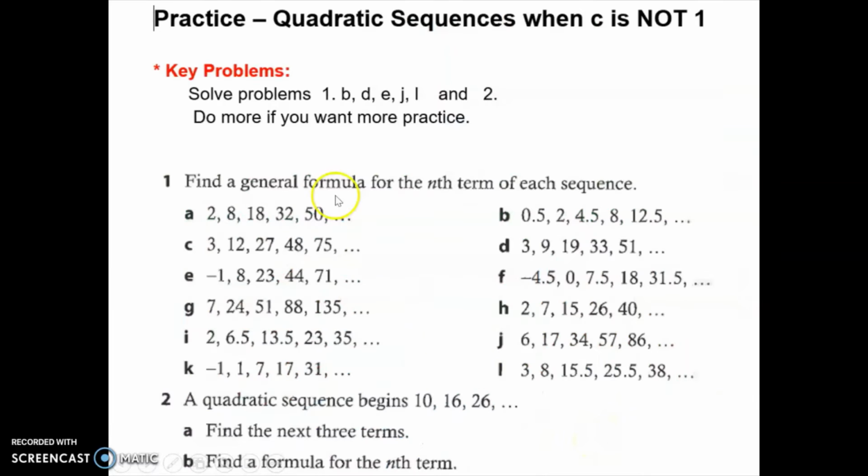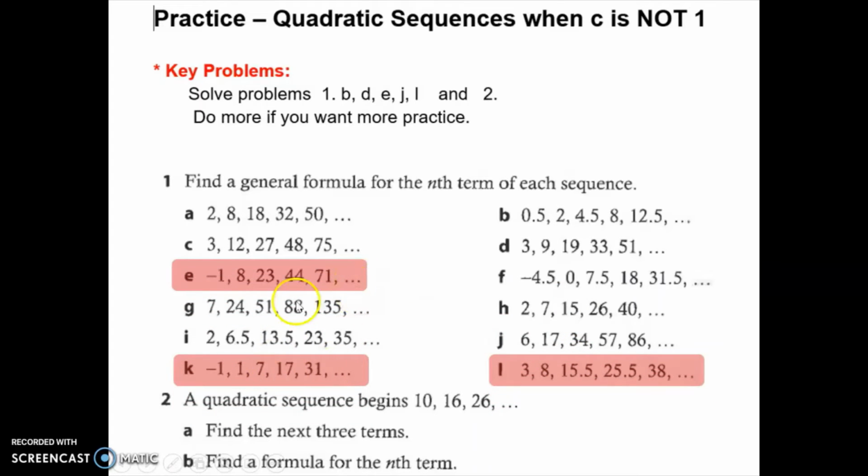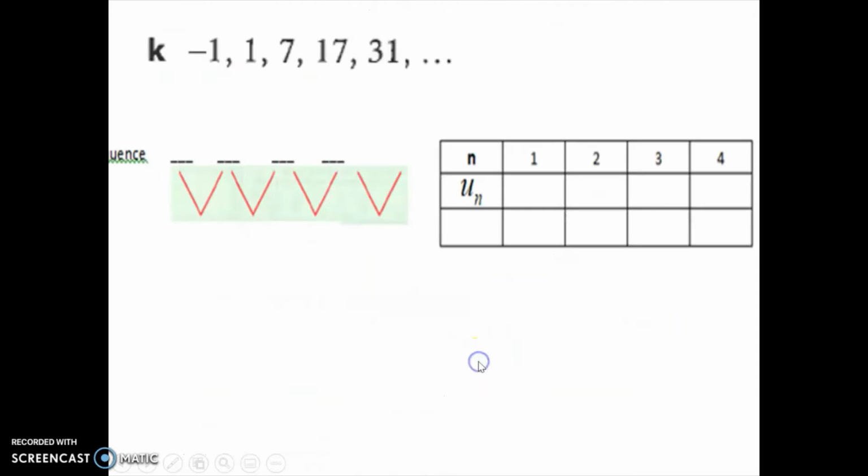Okay, let's keep going. There is a practice assignment that follows this video. It looks like this. You might want to take a screenshot or photo. Those are the problems you have to complete. I gave you key problems to focus on. If you want to learn more, you can try all of them. In this video, however, we're going to look at K, E, and L together now.